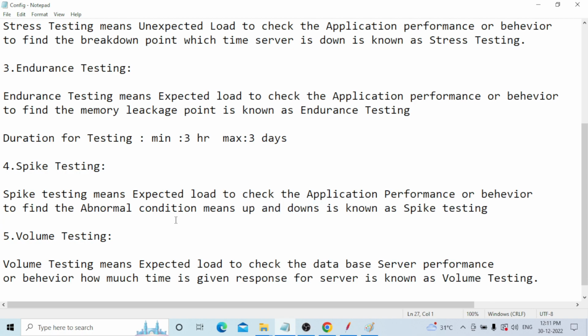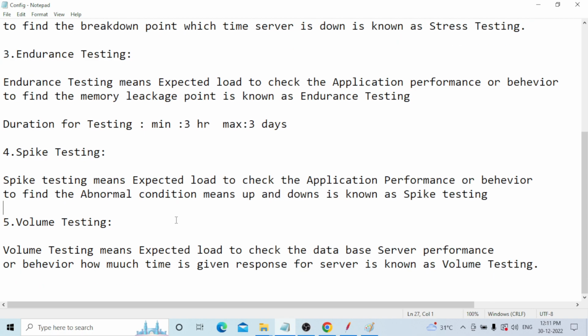Okay, after volume testing, another one you need to find out is the abnormal condition, right? For that abnormal condition you also need to get the response, how much response you need to give. That is also one of the points.